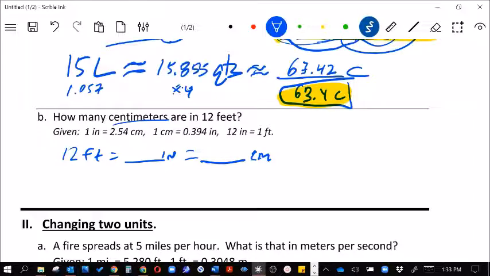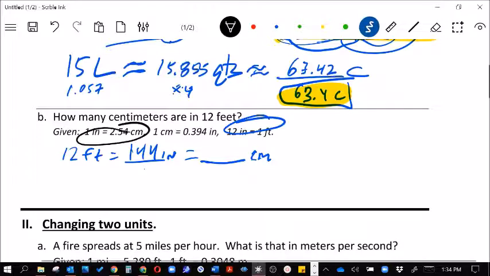Well, there are 12 inches in a foot, so it's just 12 times 12. Okay, that's that one. Now I have a couple of choices. I can say 1 inch is 2.54 centimeters, or 1 centimeter is 0.394 inches. You have to think about which one makes sense here. One inch times 2.54 would give me what I want, so 144 of them times 2.54 gives me what I want. So I'm going to multiply by 2.54.